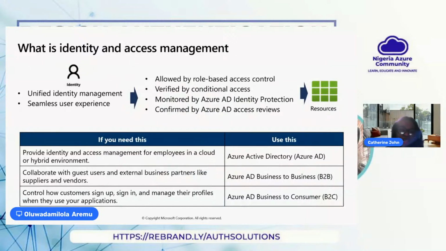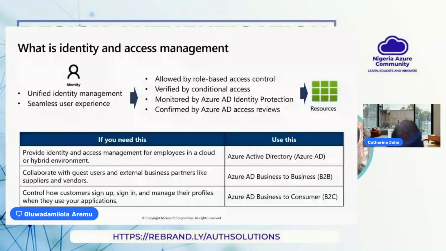authentication and authorization use identity and access management. When you're talking about identity and access management, it's a policy that is enforced for you to be able to verify who you are before you can access any of the services or platforms you're meant to. For you to have a seamless ride with identity and access management, you have to ensure unified identity management.